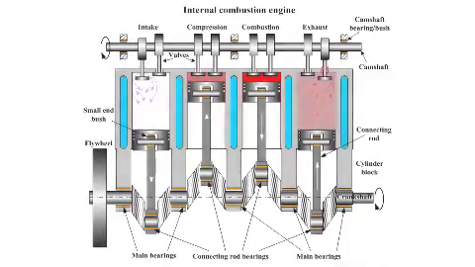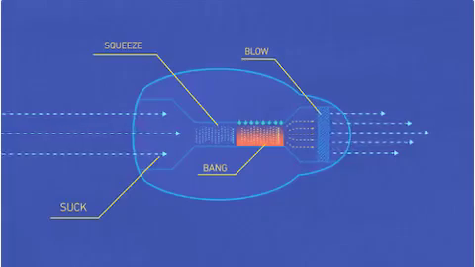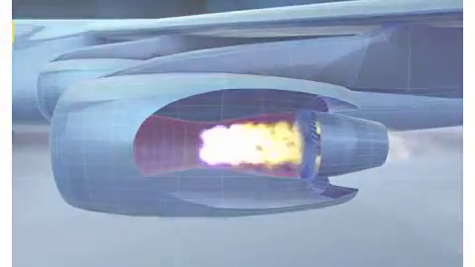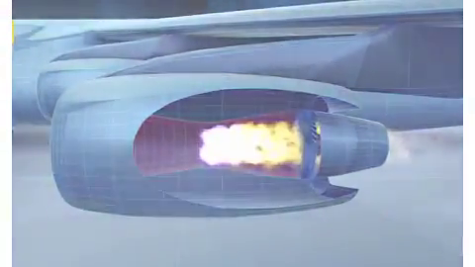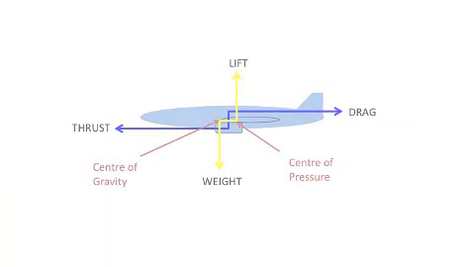Unlike the internal combustion engines in automobiles and trucks, which convert the up and down movement of the piston to rotary movement of the crankshaft, jet engines simply produce power by sucking air at the front side and discharging it at the back side. What is thrust? Thrust is the forward force that pushes the engine and, therefore, the airplane forward.